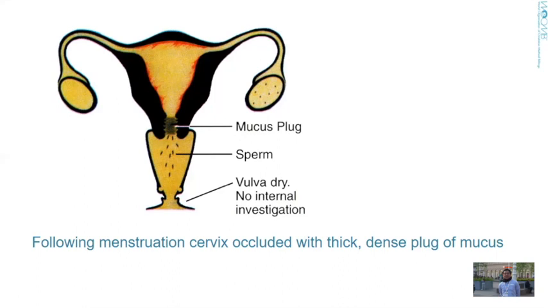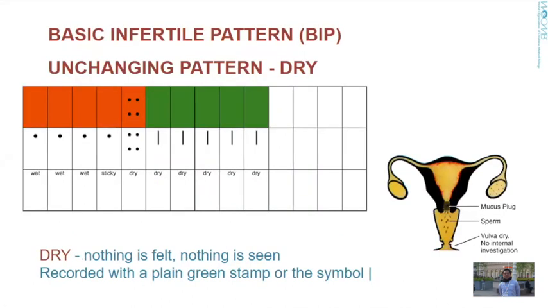During the days wherein the cervix is closed, during the days of BIP, the woman is considered to be infertile. Sperm cannot enter and sperm dies immediately if there is sexual intercourse. So this is the BIP, which comes immediately after menstruation. Looking at the color red, I want you to focus on the color red or the shaded circle. Wet, wet, wet, sticky. These are the days of menstruation.